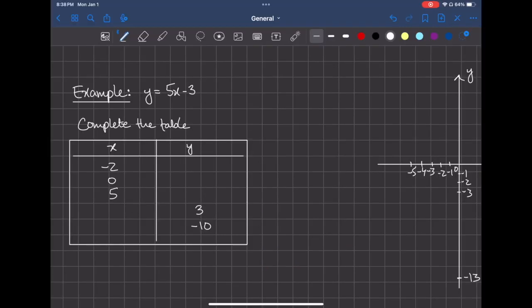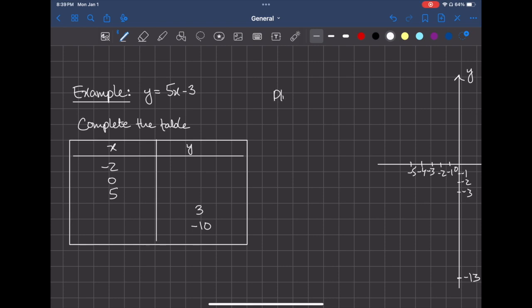This chapter is best understood with examples, so let's get right into practice. For the first example, let's make a data table and then plot it. So we have the equation y equals 5x minus 3. We need to find values of y when x equals negative 2, 0, and 5, and find the values of x when y equals 3 and negative 10. And let's graph it as well at the end.